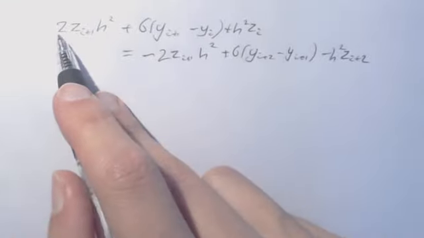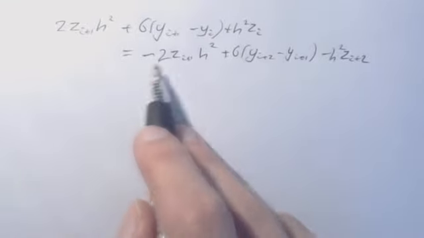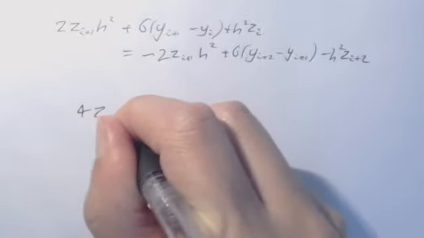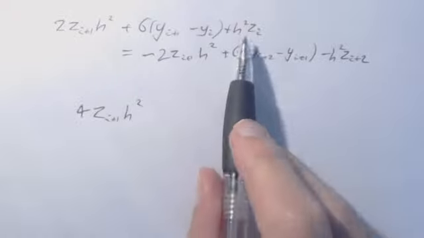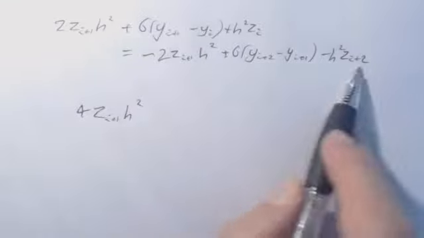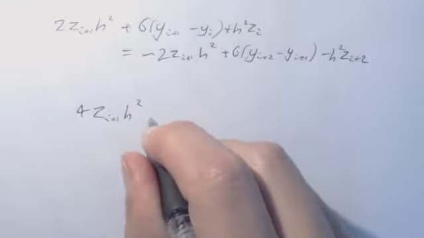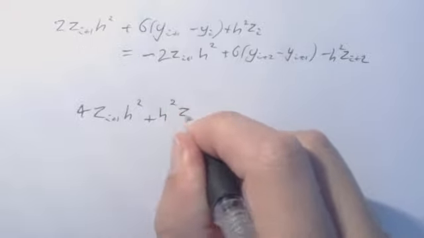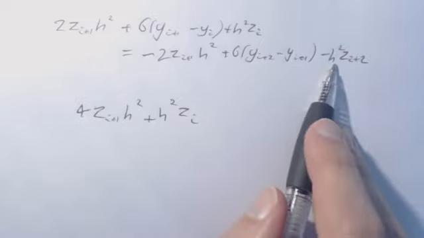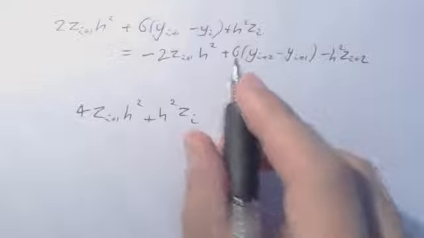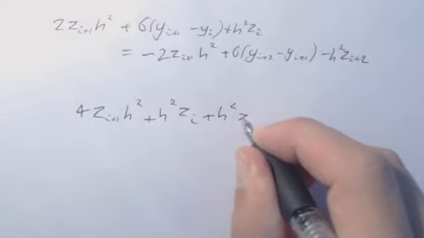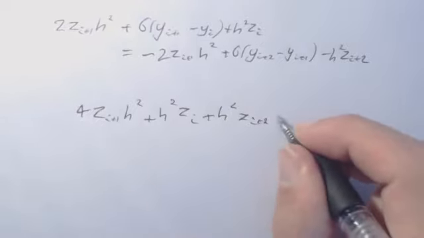Let's rearrange this. We've got 2z_i+1 h^2 here and a minus 2z_i+1 h^2, so we have 4z_i+1 h^2. We've got an h^2 z_i there and no z_i's on the right hand side, so plus h^2 z_i. We have h^2 z_i+2 on that side and no z_i+2's on the left, so h^2 plus h^2 z_i+2.